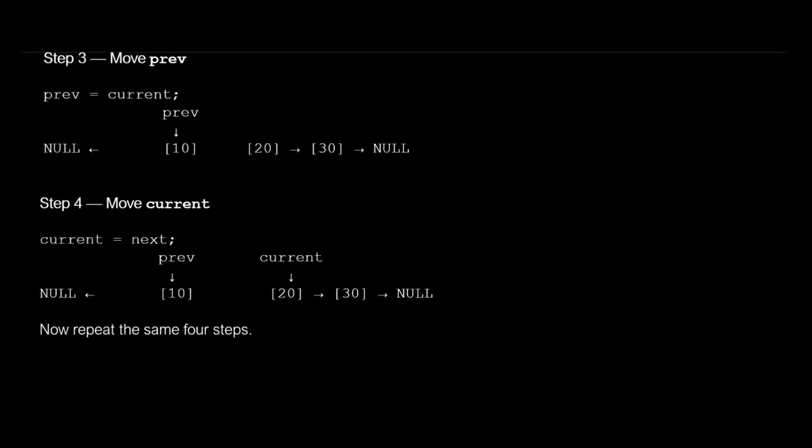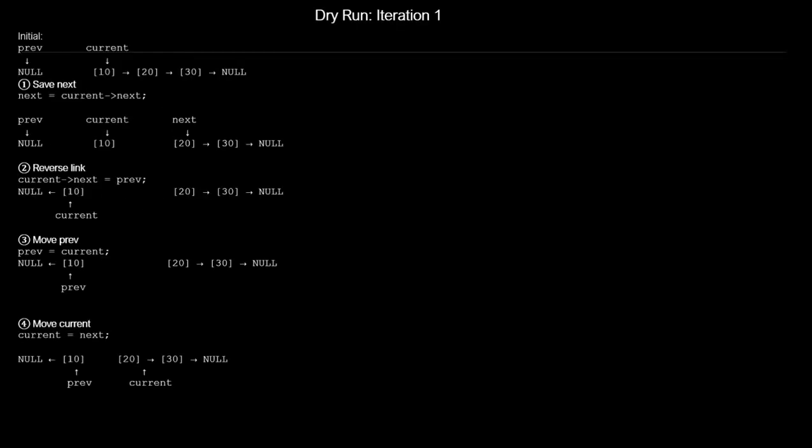Done. Step 3, move previous forward. Previous is equal to current. Step 4, move current forward. Current is equal to next. You are repeating these 4 steps again and again until current becomes null. Remember the 4 steps: save, reverse, move previous, move current. Repeat these 4 steps until current becomes null. If you remember these 4 steps, you can easily write the reverse linked list algorithm.